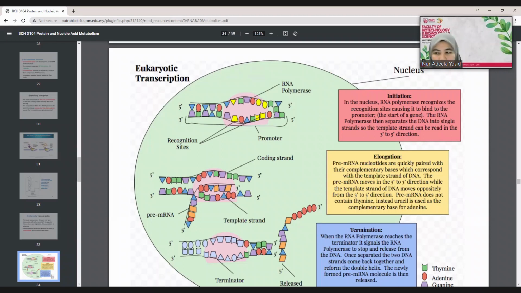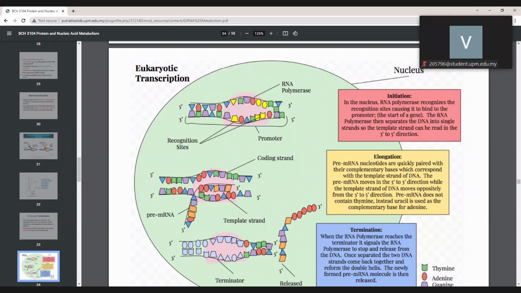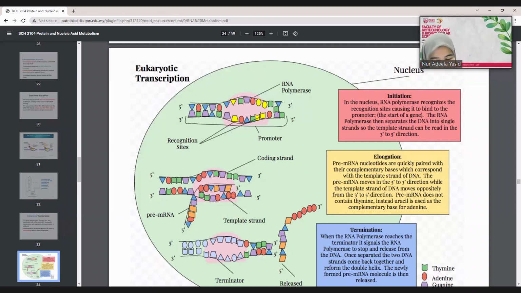All right. So for elongation, it is basically the same. Pre-mRNA nucleotides are quickly paired with their complementary bases, which correspond with the template strand of DNA. Basically, it's about growing the mRNA strand. It is an elongation of the mRNA strand. All right, moving from the 5' to 3' direction.